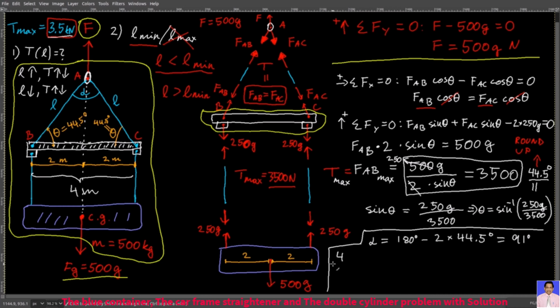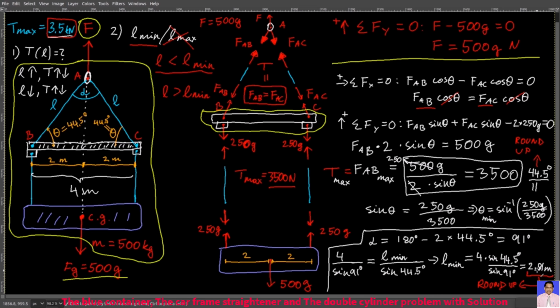I can say that 4 over sine 91 degrees equals, and then I take one of the sides, L, in this case it's L minimum, because this theta here is also theta minimum, and then I write here sine 44.5 degrees, and that will give me this expression, which is 2.81 meters. Again, this is not an exact number, but make sure that you round it up just to be safe. And there you go, that's how you find your L min.